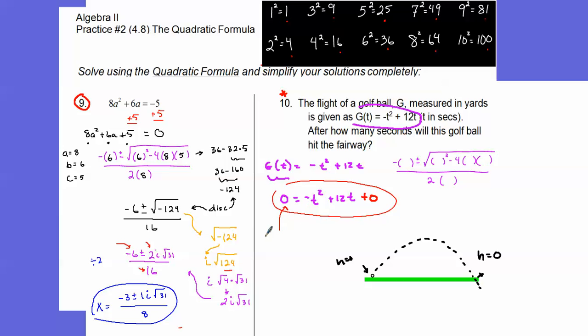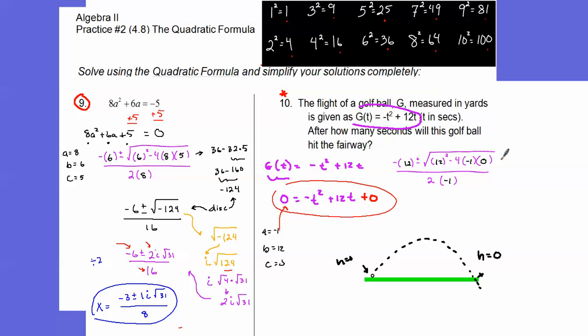So we know that a is equal to -1, we know b is equal to 12, and c is going to equal 0. So my b is going to be 12 here, 12 here. My a is going to be equal to -1, c is equal to 0, that's kind of important, and then 2 times a is going to be equal to -2.